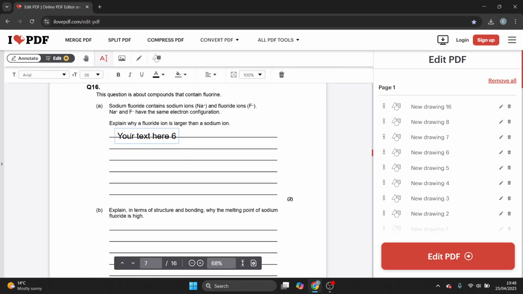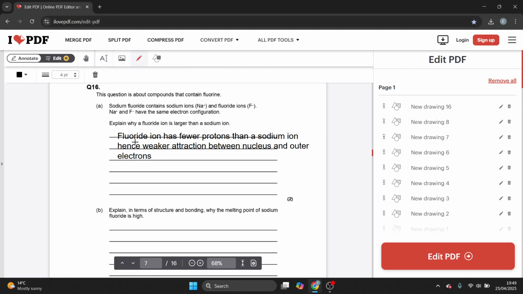It's claiming that fluoride is larger than sodium ion. Think about it: fluoride ion has fewer protons than a sodium ion, hence weaker attraction between nucleus and outer electron. Let's just think about that, okay? I decided fluorine has fewer protons than the sodium ion. Any student can just look at the periodic table and find out it's got fewer protons. It actually has 2 fewer protons than sodium ion. Okay, that's your first one.